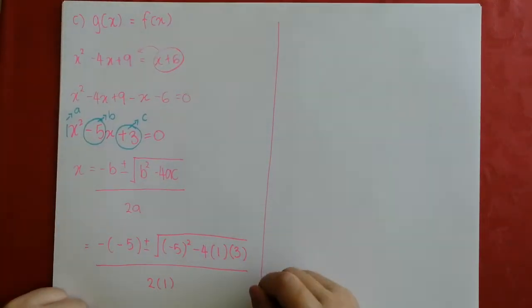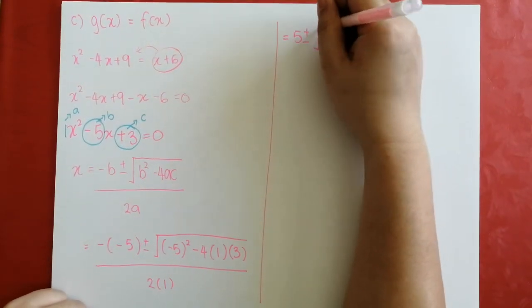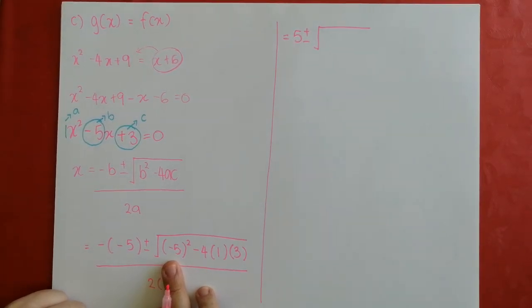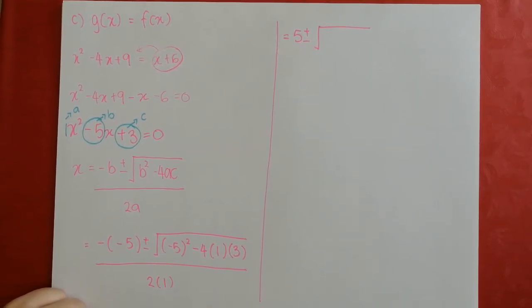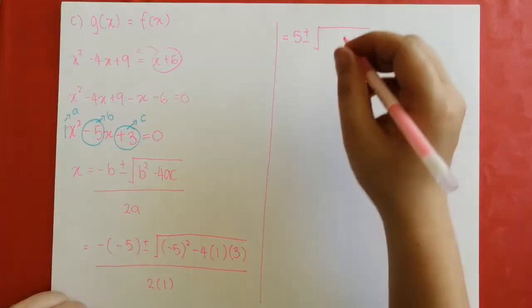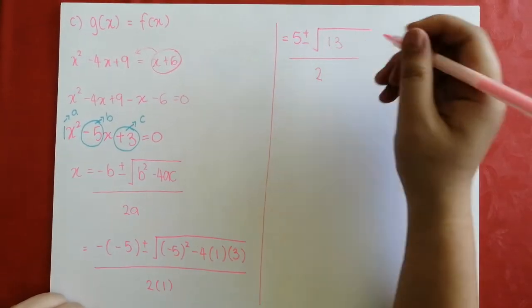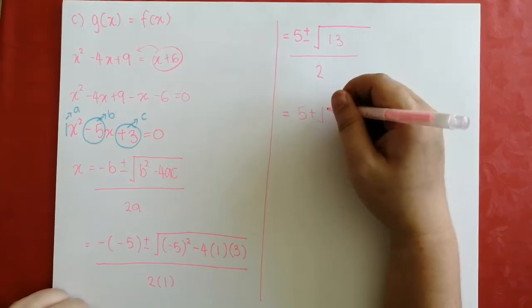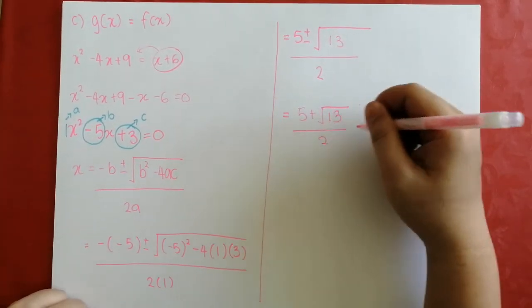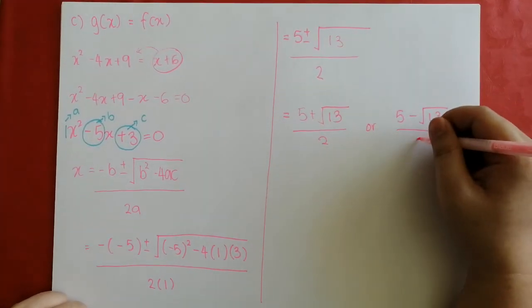Okay, so from there, let's simplify that. Minus minus becomes positive 5 plus minus square root. Okay, simplify that. So you got negative 5 squared, which is 25, minus 4 times 3, which is 12. So 25 minus 12 gives you 13, over 2 times 1, which is 2. So from there, since it's a plus minus, you have 5 plus square root 13 over 2, or you also can have 5 minus square root 13 over 2.